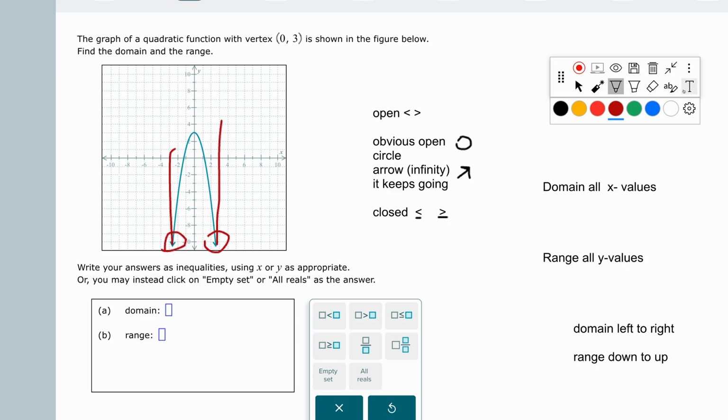So when you have two arrows like this, you know that your domain has to be, on the STAAR test, all real numbers. Here it just says all reals, but it's all real numbers. Or it's from -infinity to +infinity. You have these two arrows. You need to remember that's all real numbers.